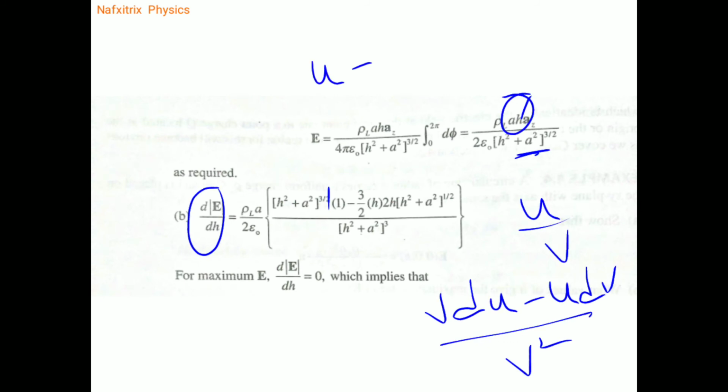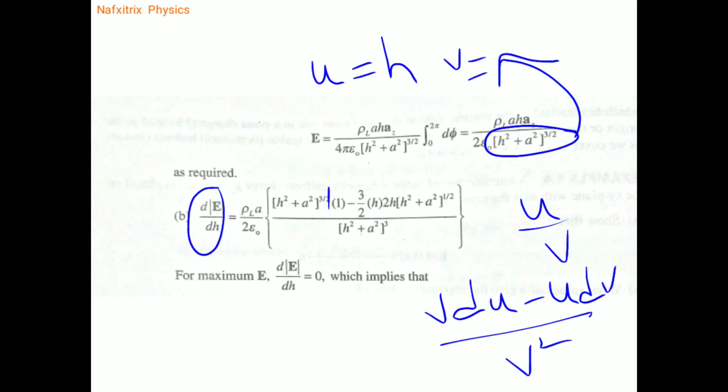So in the place of u we are having h, and in the place of v, h square plus a square whole to the power of 3 by 2, this entire thing. So v du minus u dv, u is nothing but h, and on differentiating v we will get n into x power n minus 1. So 3 by 2 into h square plus a square whole to the power of 3 by 2 minus 1, that is nothing but half, square root. And again we need to differentiate this function inside, so differentiating we get 2h, so into 2h. So that is the thing.